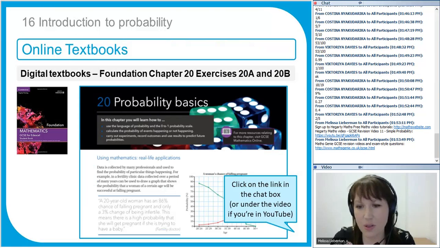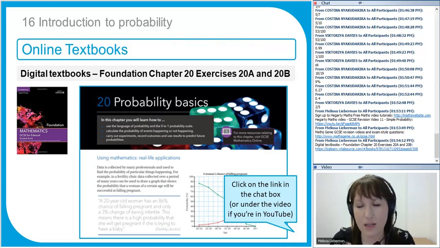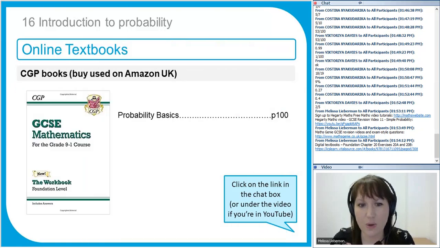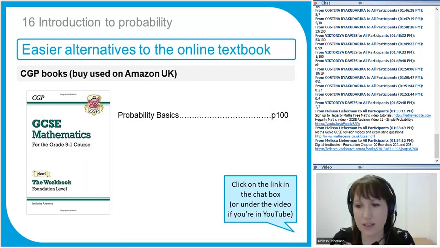And in your textbook, the first two sections, if you're doing higher tier, I still advise that you start with the foundation textbook. So I'm just giving you the link here to probability basic section 1. Have a go at those for some more practice questions. And if you're using this workbook, it's page 100 for some practice.